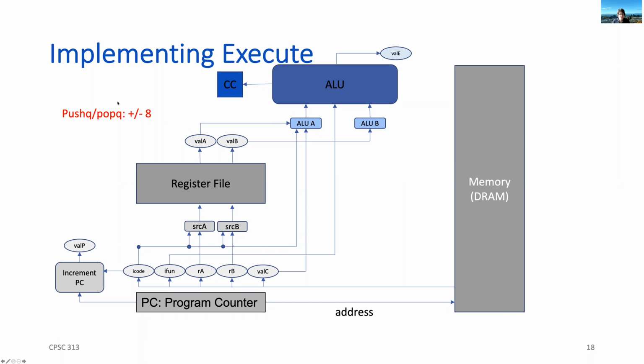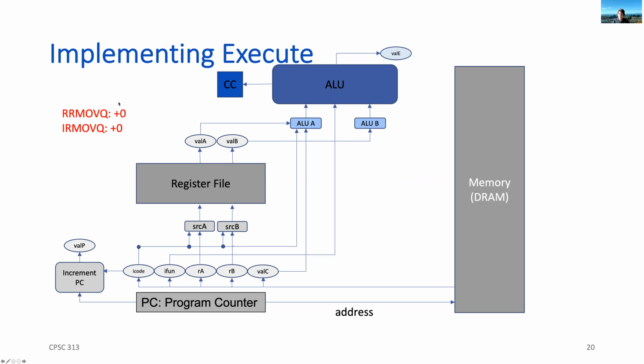So it turns out that push and pop also need to use the ALU because they need to increment or decrement the stack by 8. In fact, not only do push and pop need to use the ALU, but call and return also need to increment or decrement the stack by 8.